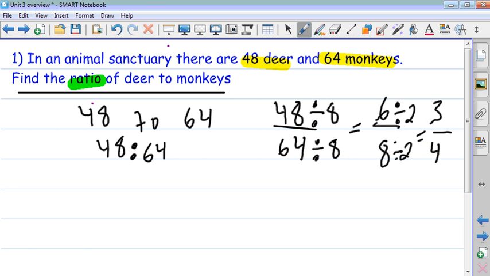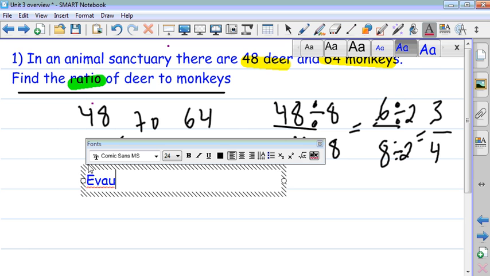Our last part of CUBES is this, our evaluate. So we'll just write this quick sentence down. So I'm going to write down evaluate.